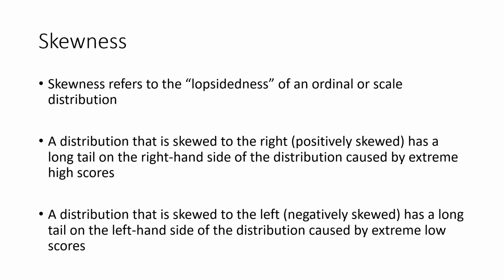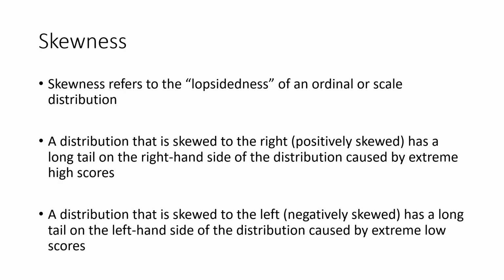So a distribution that is excessively skewed to the right, also referred to as a distribution that is positively skewed, has a long tail on the right-hand side of the distribution, and this is caused by extreme high scores. You remember the example I gave in the previous lecture, or maybe the lecture before the previous lecture, about income, right? So if you have 10 people and you ask them their income, and one of those people is Elon Musk, then that extreme score is going to pull the tail all the way to the right. It's not going to look like a nice bell curve.